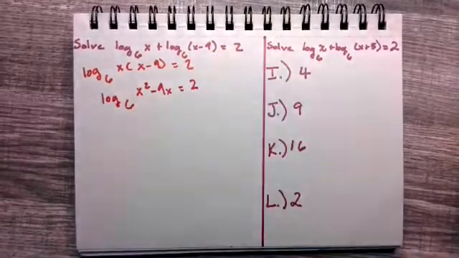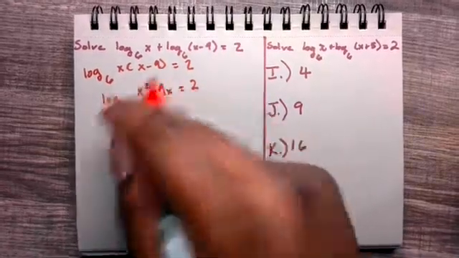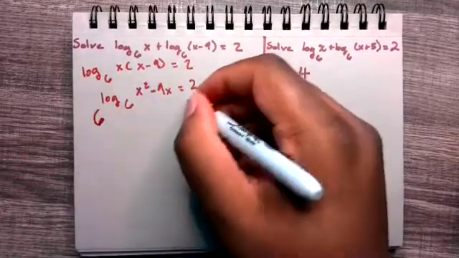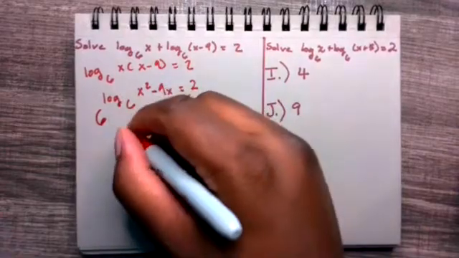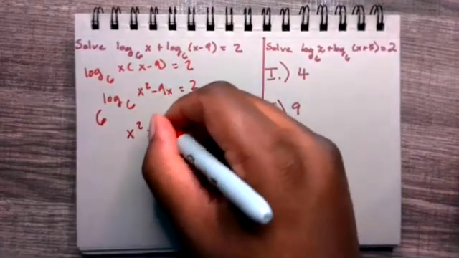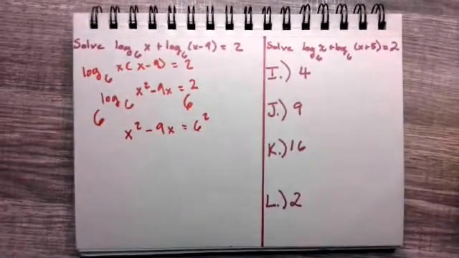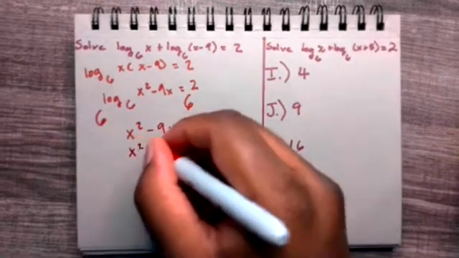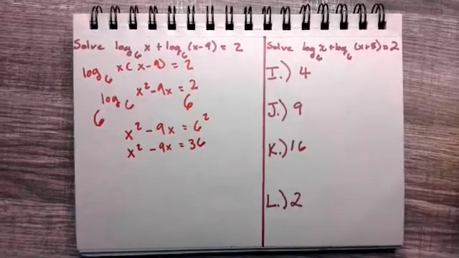Now, what can I do with that? Well, what if I take both sides to the 6th power? The base of both sides is going to be 6. So basically, do like this. What that gives me is that the log and the 6 cancel each other out, and you'll be left with x squared minus 9x equals 6 squared. This gives us x squared minus 9x equals 36.